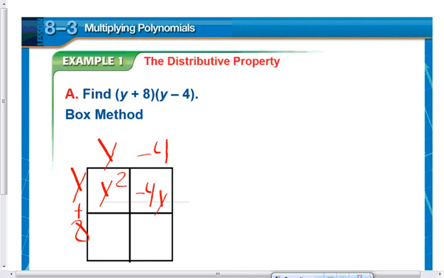And then we're going to go over here. Now we have 8 times y, so we have 8y. And then negative 4 and positive 8, so that would be negative 32. All right, so then you have all of that.